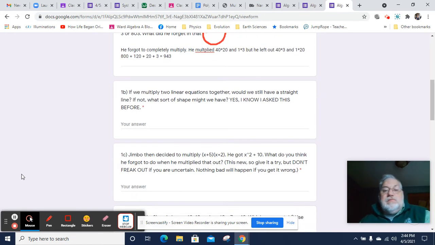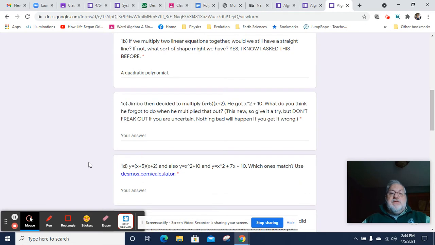Now, when you multiply two linear equations, what you get is a quadratic polynomial. If you had said a parabola or a quadratic or just a polynomial, all of those would be fine answers. Specifically, multiplying two linear equations gets us a quadratic. Now, Jimbo went on to multiply x plus 5 times x plus 2, and he worked out that it was x squared plus 10. So what did he forget on this one?